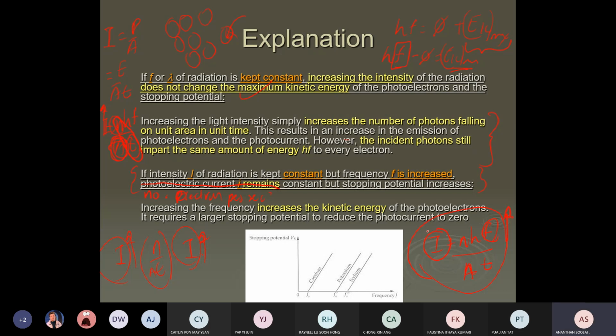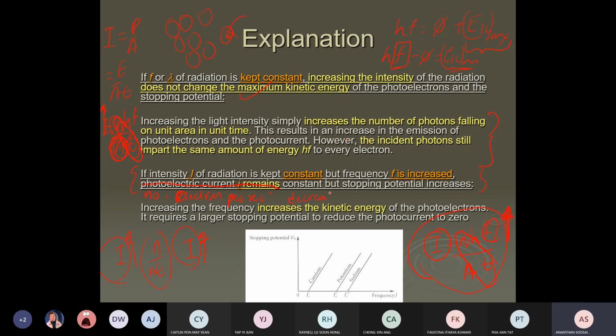So intensity is constant, frequency is raised. If frequency is raised, what happens to N over T? N over T decreases, right? That means the number of photons striking the surface decreases, so the number of electrons released from the surface decreases. So when the frequency f is increased, the number of electrons per second decreases.